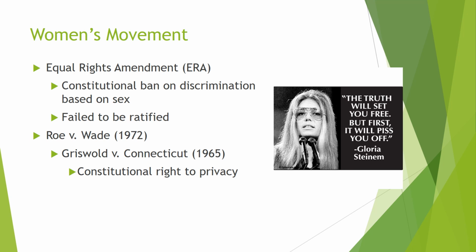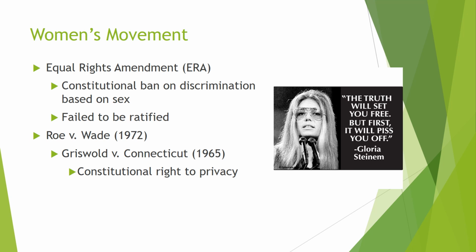One of the major elements of the push here is for an Equal Rights Amendment, the ERA, which would be a constitutional ban on discrimination based on sex. It got off to a strong start but it failed to be ratified by the required 38 states, and by 1982, it was dead.